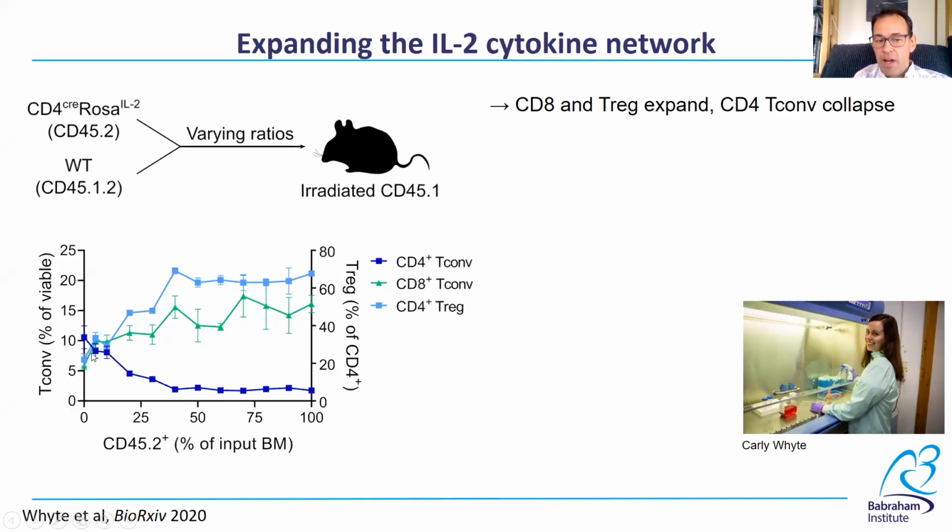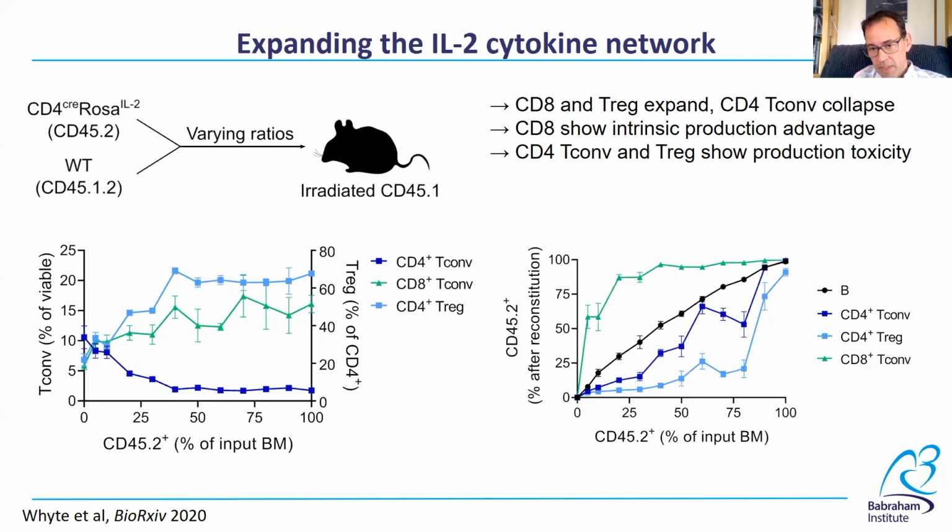And as we increase the amount of IL-2 producing cells in the system, they are increasing up until they're reaching this plateau at about 70%. So the Tregs are increasing with the more IL-2 production that is present. The same is basically true for CD8s, while CD4s are decreasing with the more IL-2 production that is available. So this gives us a very similar result to what our previous analysis was. The CD8s and Tregs expand while the CD4 T conventionals collapse.